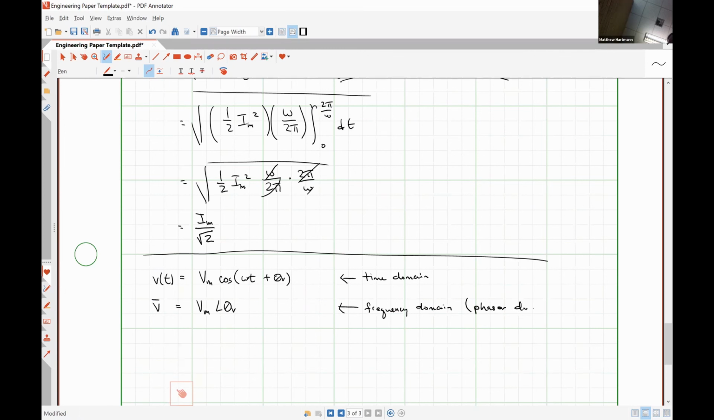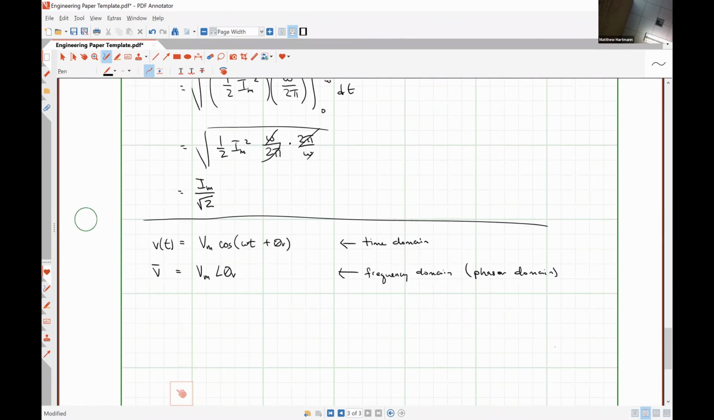So call this quite often phasor domain, so I just want you to know I'm going to use those two terms interchangeably. All right, so the RMS phasor domain, I am going to denote by, instead of having a bar over it, a tilde over my signal. And this is simply going to be Vm divided by square root of 2 with an angle of theta v, which is just V effective angle theta v.